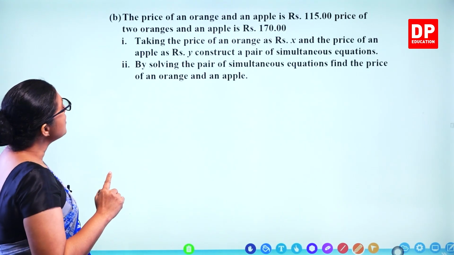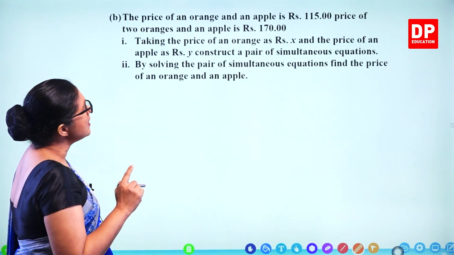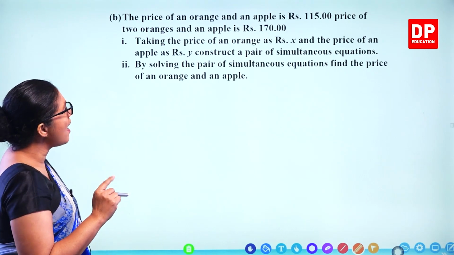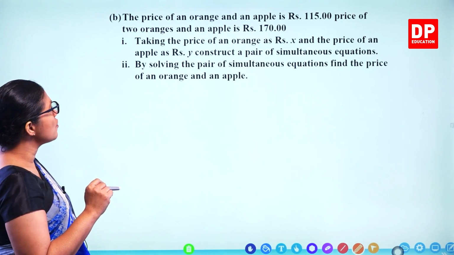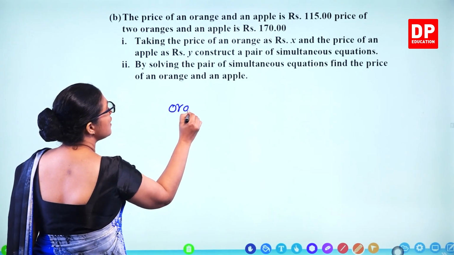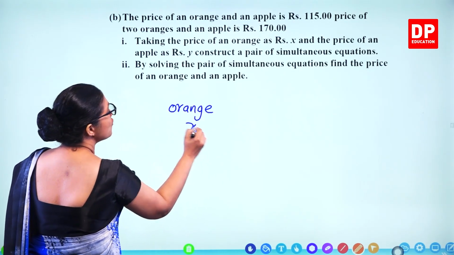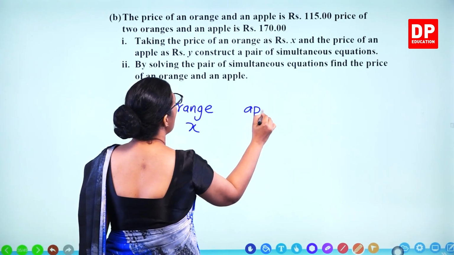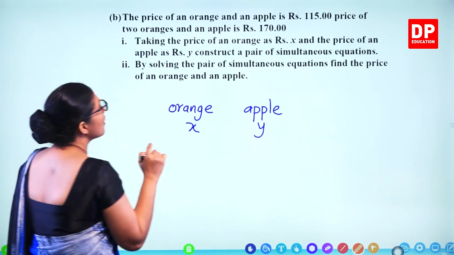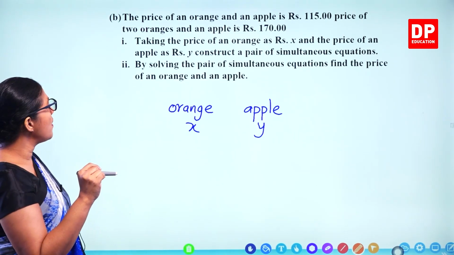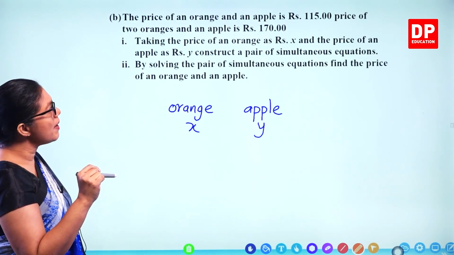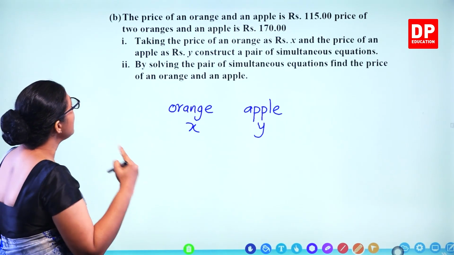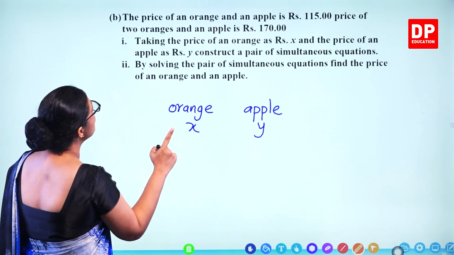Part B, the price of an orange and an apple is 115 rupees. Price of 2 oranges and an apple is 170 rupees. Taking the price of an orange as x. So that's the most important part. You have to know what is x. And the price of an apple as y. Construct a pair of simultaneous equations and by solving the pair of simultaneous equations, find the price of an orange and apple.